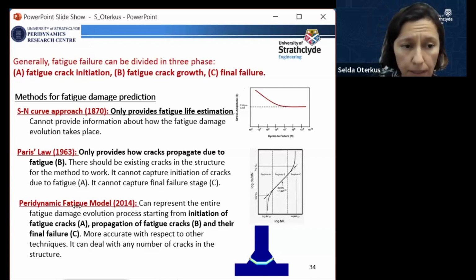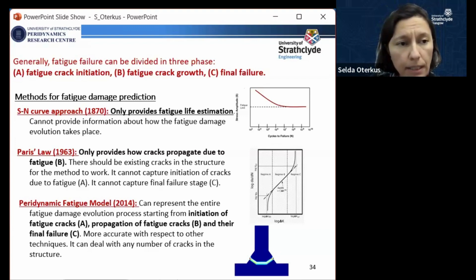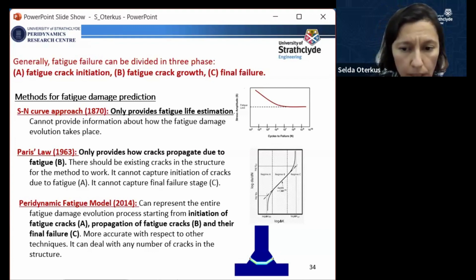So we also have the peridynamic fatigue model, which was developed in 2014. It can represent the entire fatigue damage evolution process: fatigue crack initiation, fatigue crack growth, and final failure. And here you can see an example. Actually, I will show it in the next slide as well.